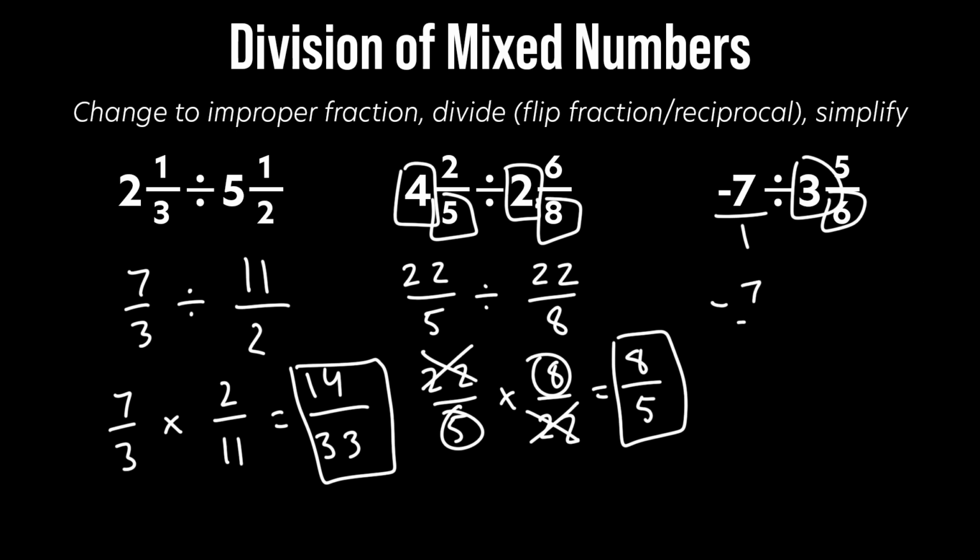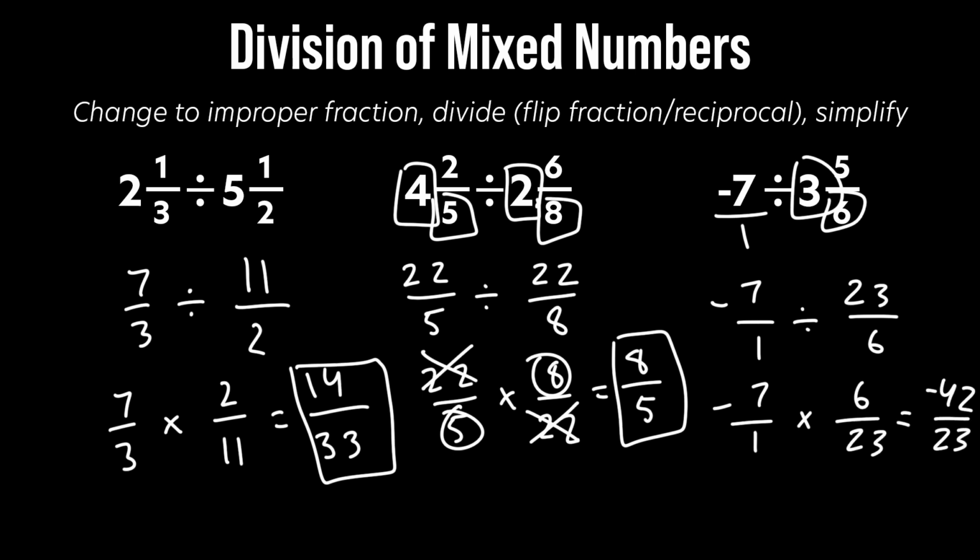So we have -7/1 divided by 23/6. Let's flip the second fraction so we can multiply. And we're going to have -42/23. And that's our answer.